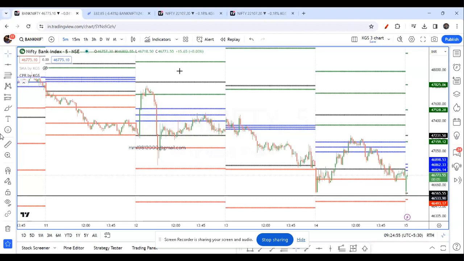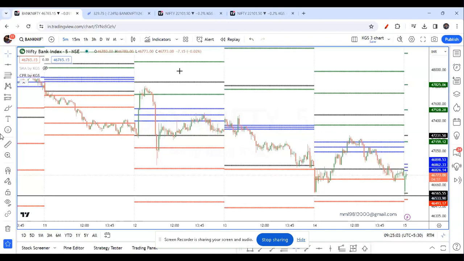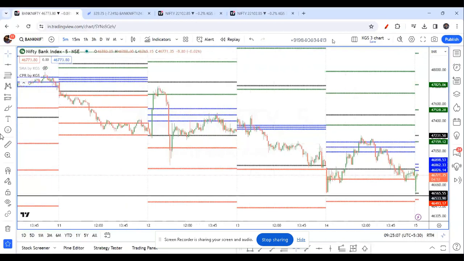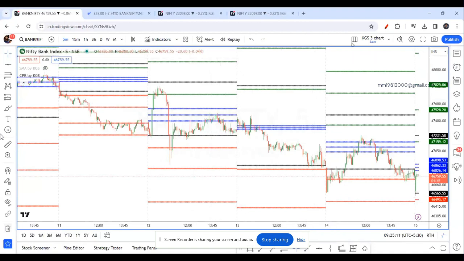Now, right from Monday, Tuesday, Wednesday, Thursday, check 5 minutes chart and try to guess what you can understand. You can look at my screen, 5 minutes chart. I have applied 5 minutes chart with daily CPR. So maybe you can look at the screen and you can try to guess what you observe.